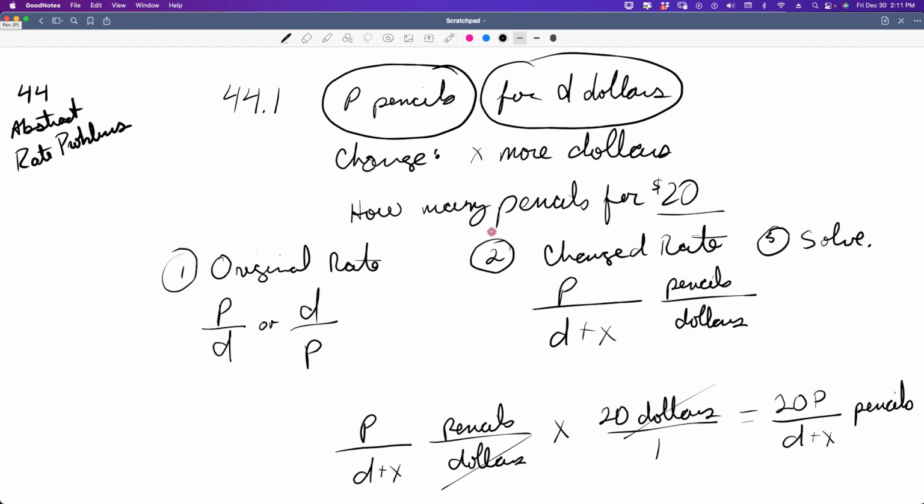All right, so let's do 44.2. Let me clear the page. And I will read 44.2 to you. This one's a little tricky.